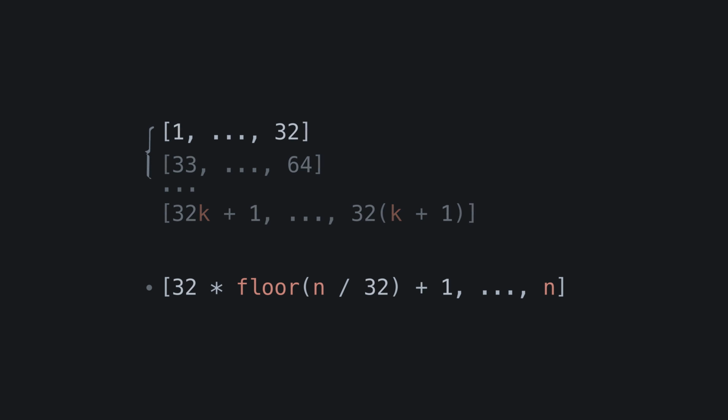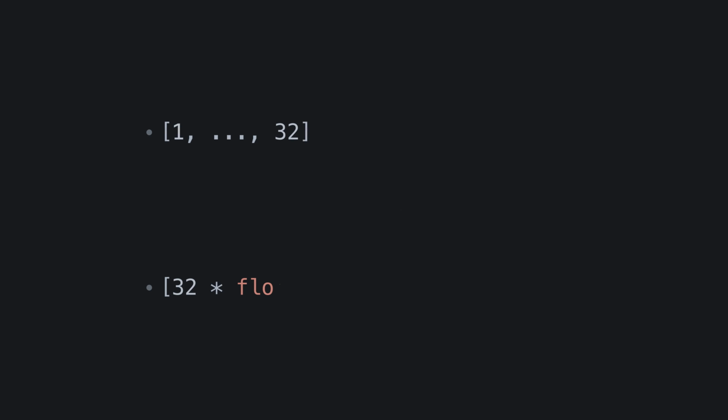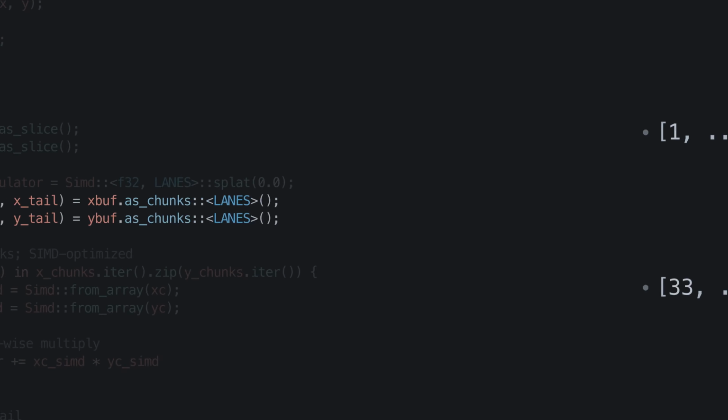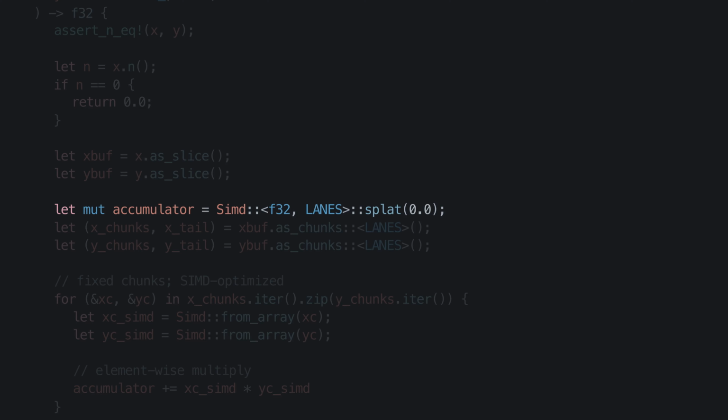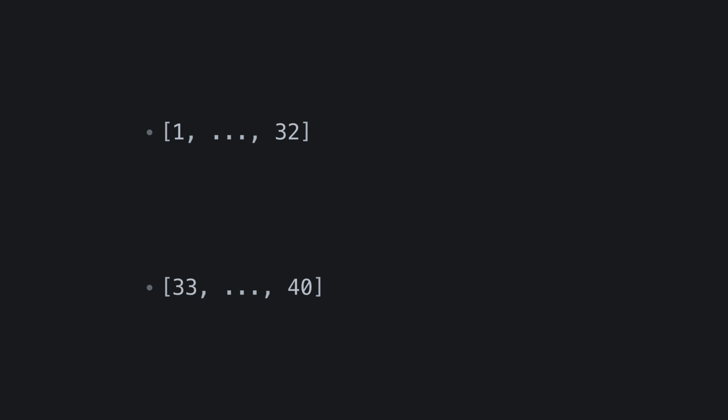For these animations, each vector contains 40 elements. This gives one 32 element chunk and an 8 element tail. The accumulator is where SIMD starts. It does the same job as the single sum variable before. Instead of one scalar initialized to 0 though, we create an SIMD vector with 0 in all 32 lanes.